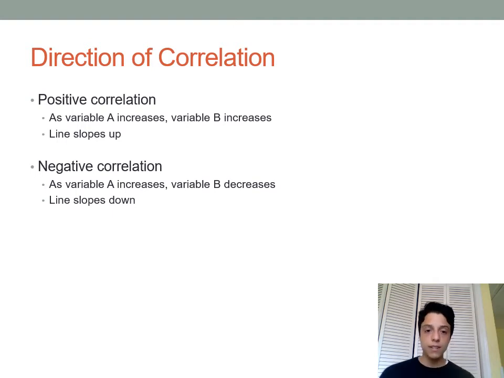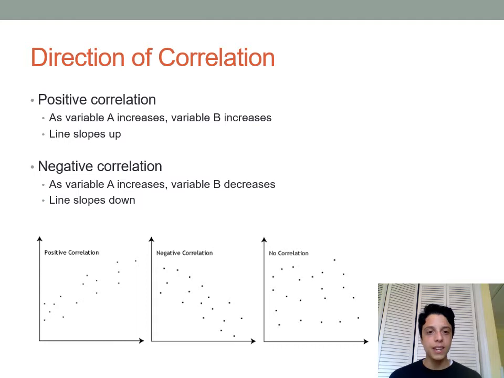So again, this correlation is going to be based on this value called r, which goes from 0 to 1 and is either positive or negative. If it's positive, it means that as one variable increases, the other variable also increases. And if it's negative, it means that as one variable increases, the other variable decreases.